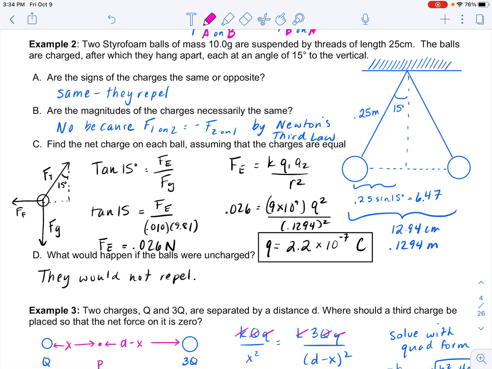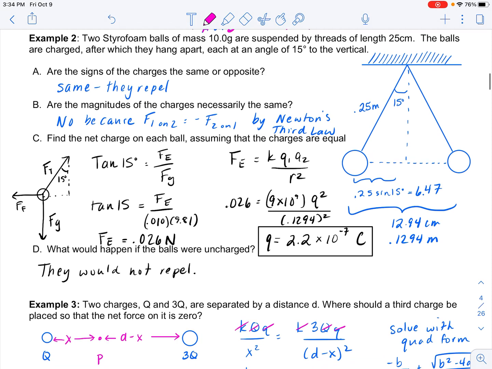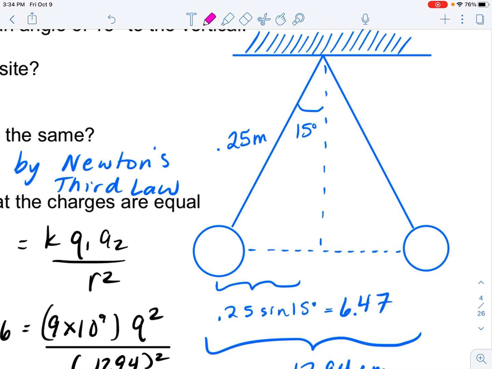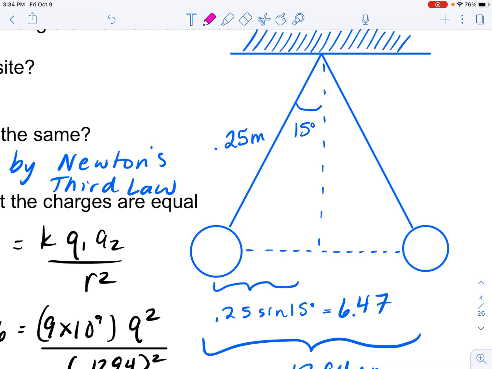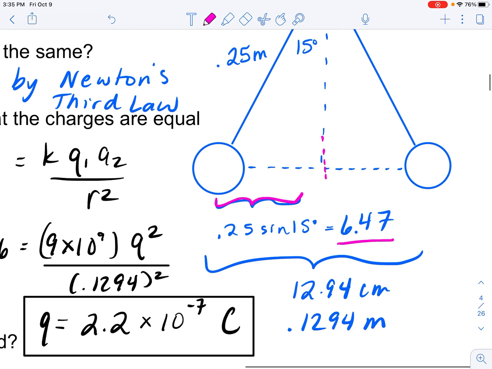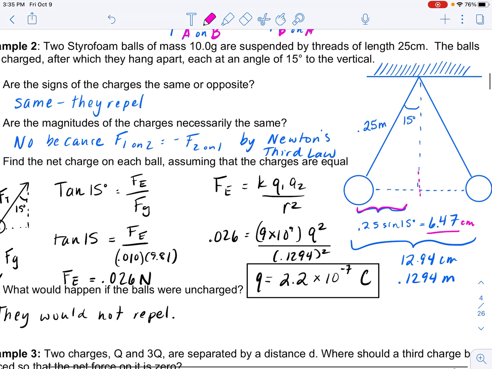Example 2: two styrofoam balls of mass 10 grams are suspended by threads of length 25 centimeters. The balls are charged, after which they hang apart, each at an angle of 15 degrees to the vertical. I've drawn a picture of this, and I've used trigonometry to figure out half the distance, the distance to this midline. I figured out that it's 6.47 centimeters. If I double it, it's 12.94 centimeters, or 0.1294 meters. I'm going to need that distance to use Coulomb's law.